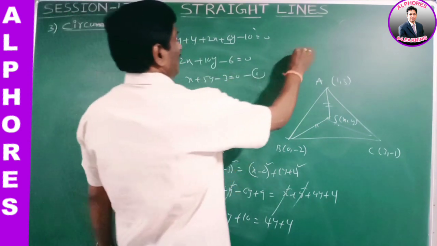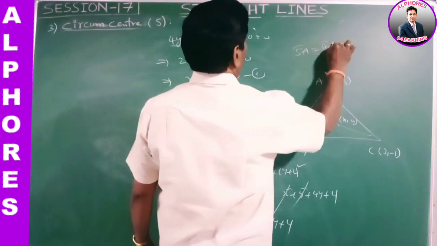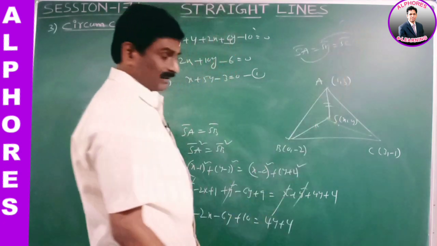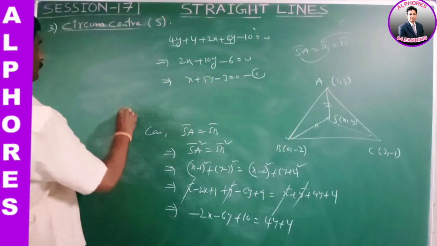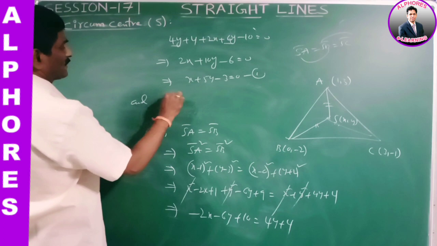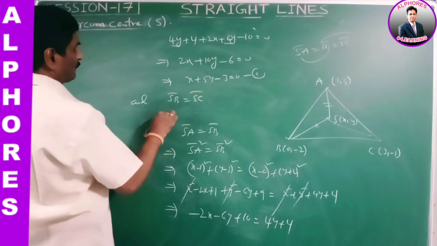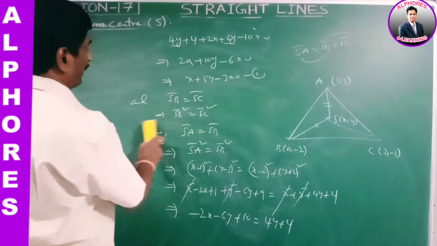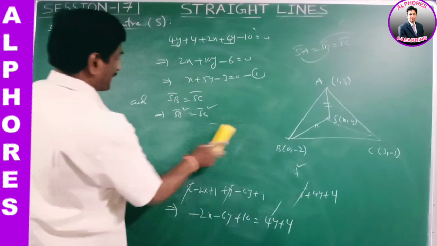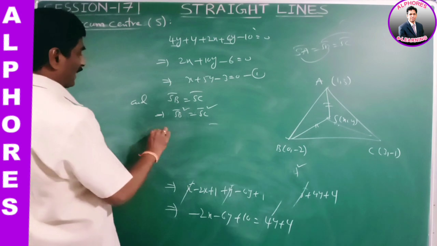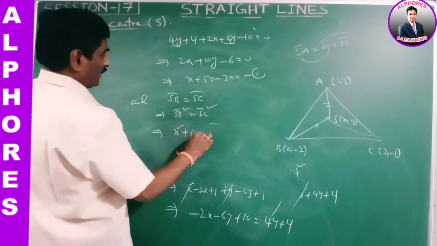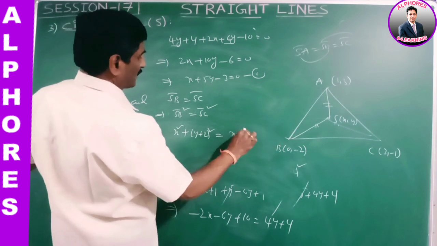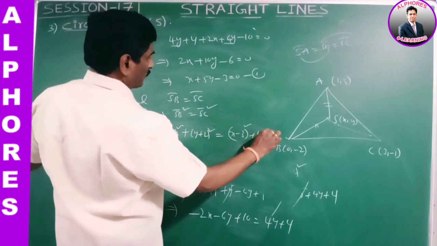Here SA = SB = SC. First we took SA = SB; next we take SB = SC. That means SB² = SC². SB is the distance between the points S and B, so x² + (y + 2)² = (x - 3)² + (y + 1)².